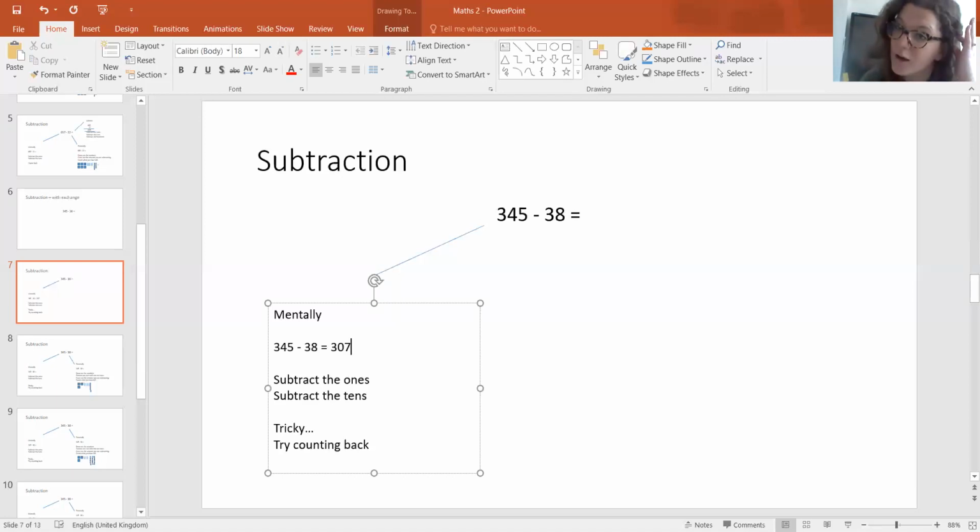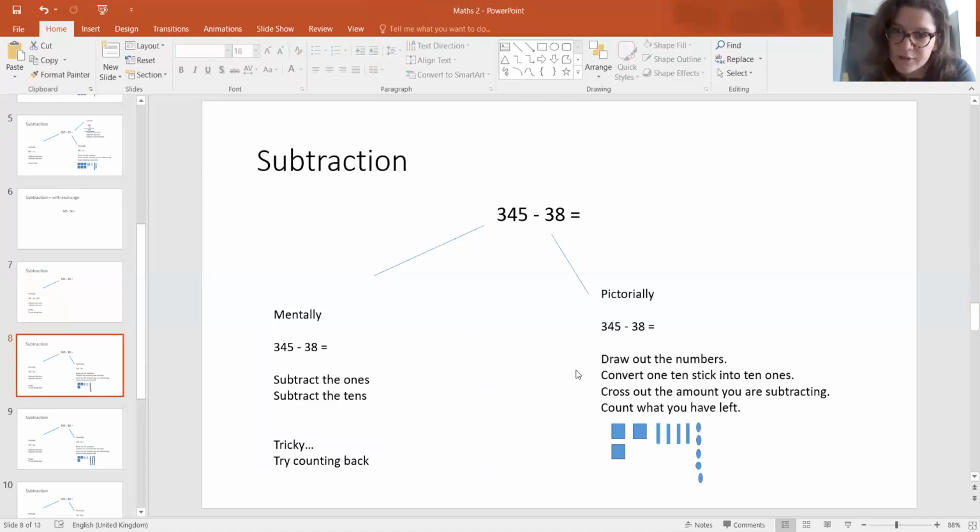That's tricky. So don't worry if you found that difficult. What you could do is use your pictorial method. So to figure this out pictorially, you would need to do exactly as we did last time to begin with and draw out the larger number. So I draw out 345. But I can't simply cross out what I'm taking away because I need there to be 8 ones. I need to cross out 8 ones. How can I get 8 ones? I need to convert one of my 10 sticks into 10 ones.